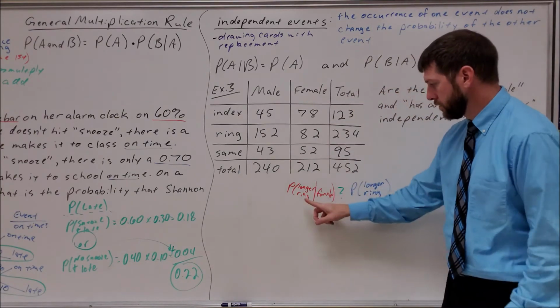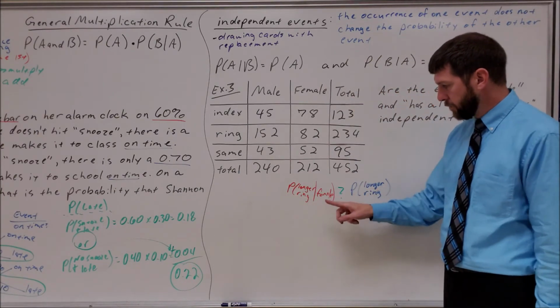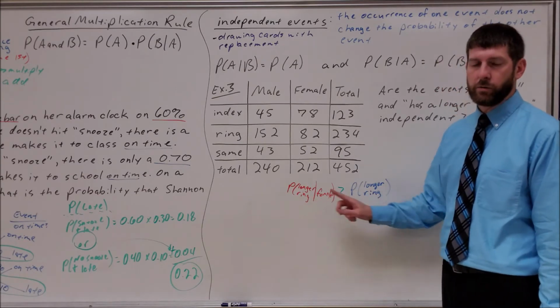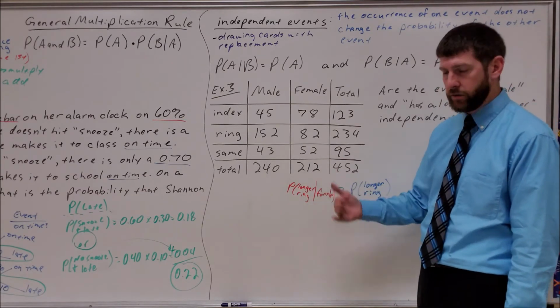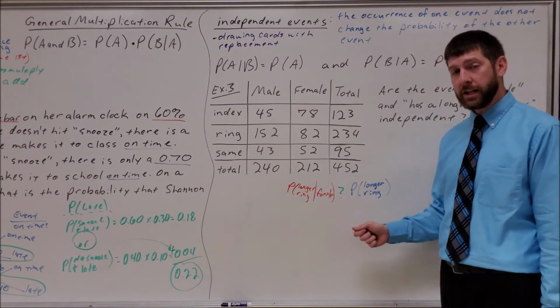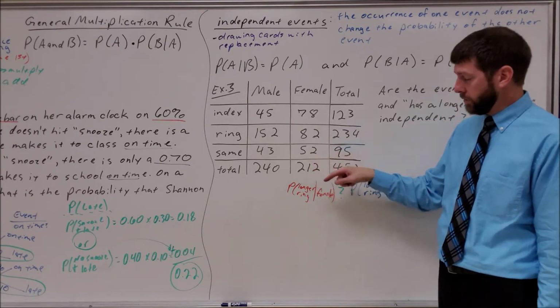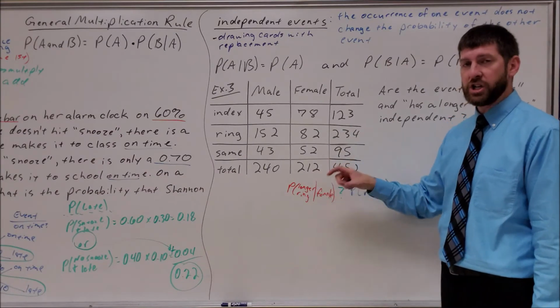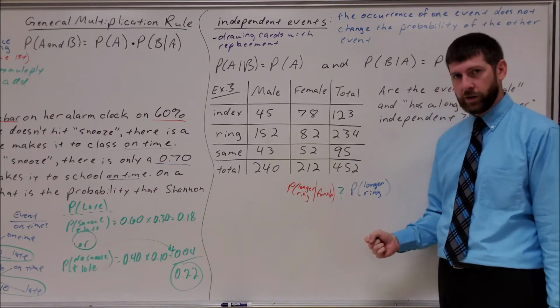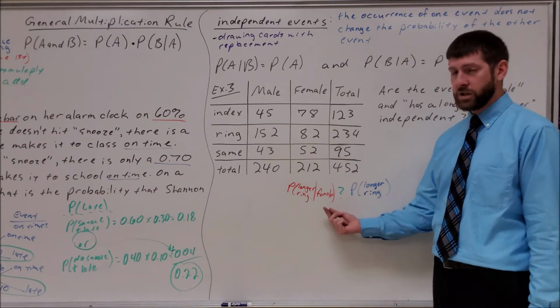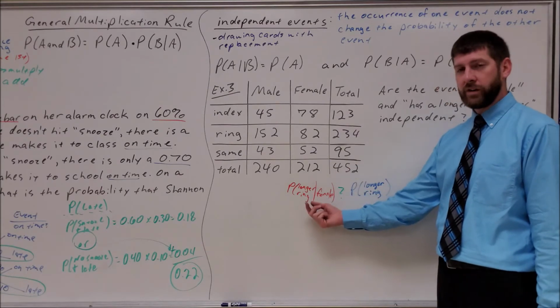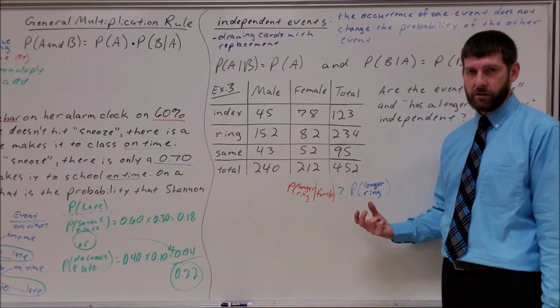If they're equal, then that means being female has nothing to do with whether your ring finger is longer. If they're not equal, that means that imposing a gender on there, imposing female on there, changed the probability of a longer ring finger, which means that longer ring finger and female are dependent on each other. Okay.